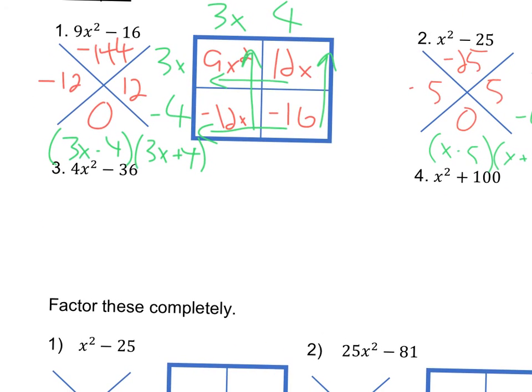So as I look at number 3, what squares to give you 4x squared? What would go in that set of parentheses? 4 squared is 16, so that doesn't work. So let's deal with the numbers. 2 squared is 4, and then I want x squared, so what would I have to square to get x squared? Just x. So 2x squared is 4x squared.